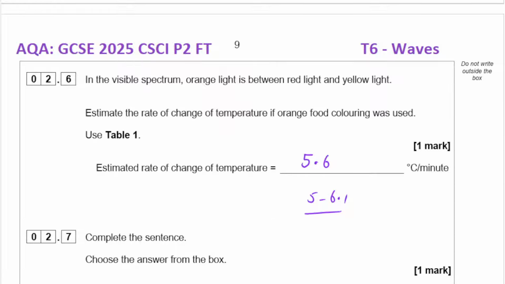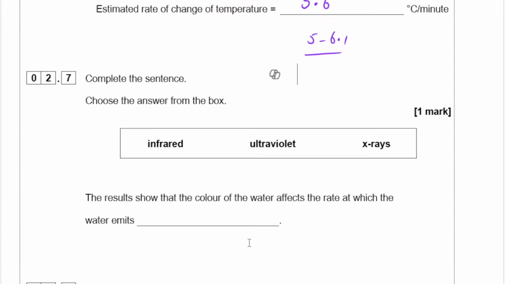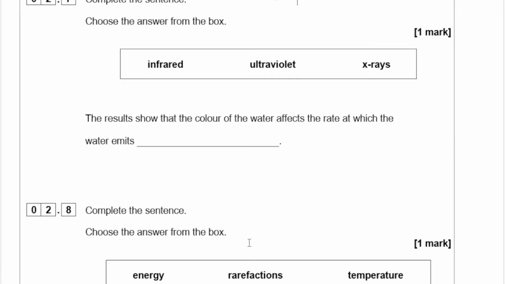Complete the sentence. Choose the answer from the box. You have infrared, ultraviolet, X-rays. The results show that the color of the water affects the rate at which the water emits, and that should be infrared radiation. It'll never emit ultraviolet or X-rays because it's not hot enough.